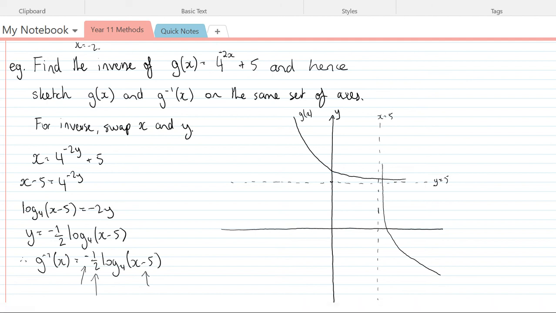So there we have it. There's the two graphs on the one set of axes. I'll label this one here inverse g of x. And again, you can see that one is just a reflection of the other in the line y equals x.